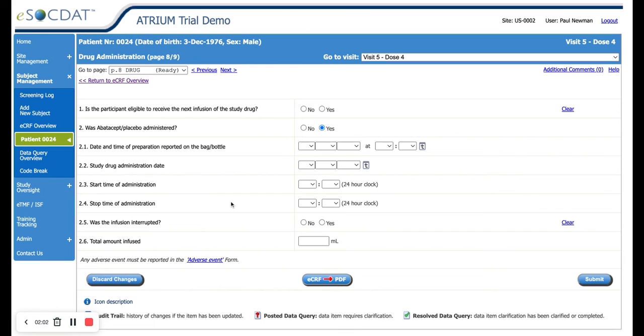In the case that the site PI decides that the participant will not receive the 4th dose, please be sure to complete the rest of the study visit requirements for Visit 5 in the following forms, pages 1 through 9 in eSOCDAT.